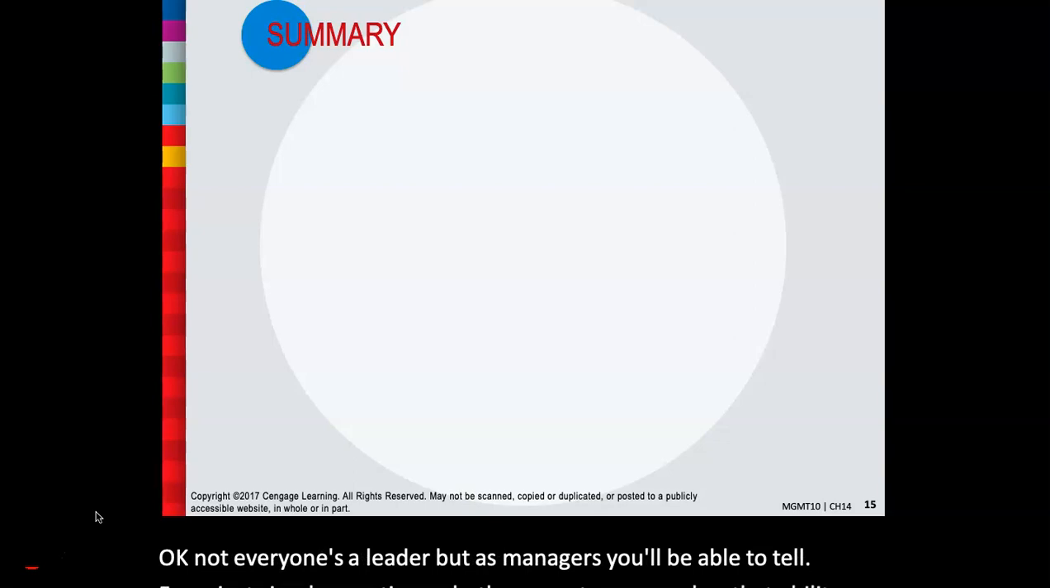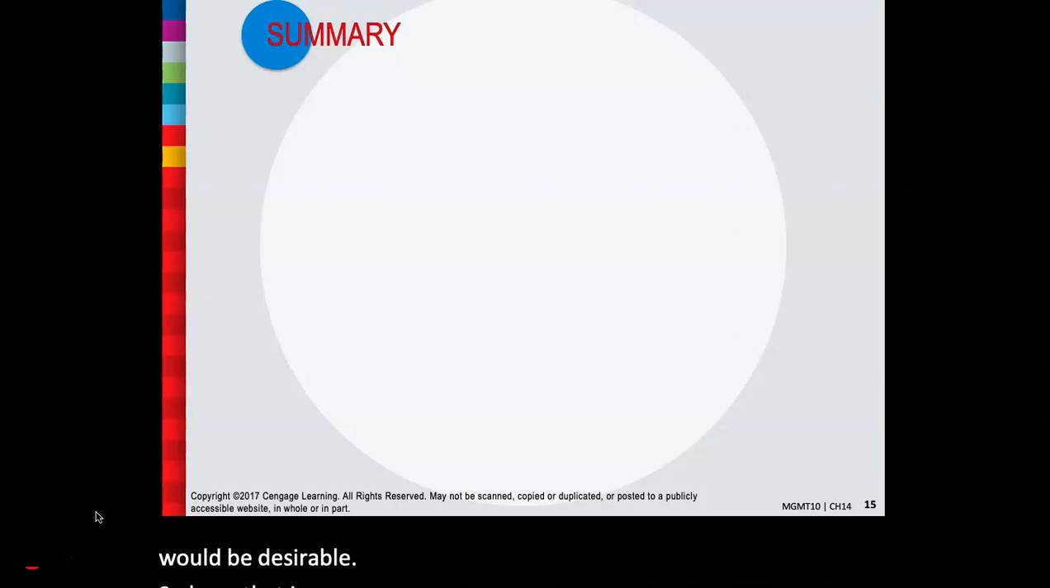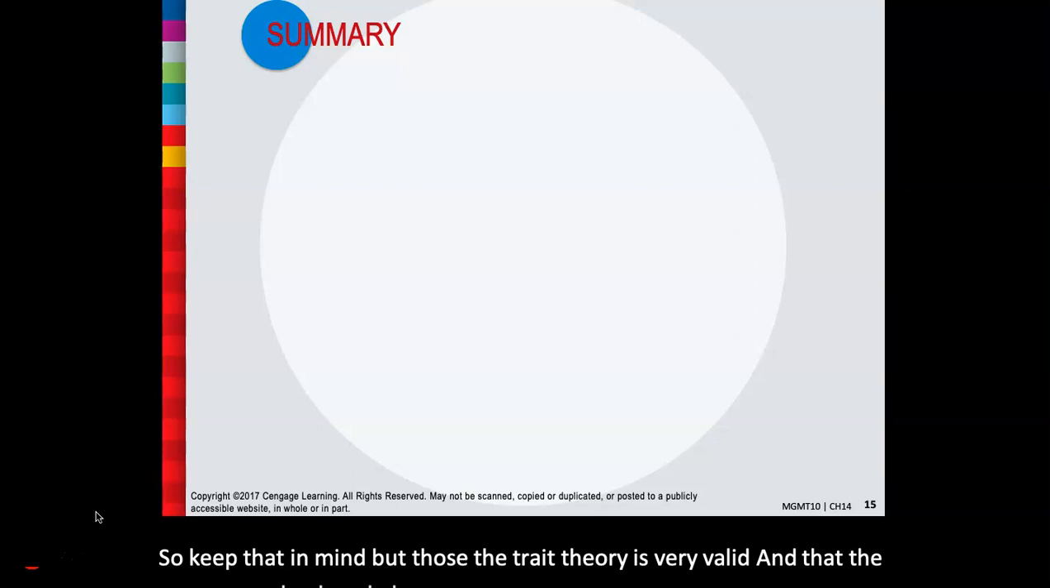And it's important when you start leading teams that there are members on the team that actually have leadership ability, and that would be desirable. So keep that in mind. But the trait theory is very valid, and the managers or leaders do have certain traits that make them good leaders.